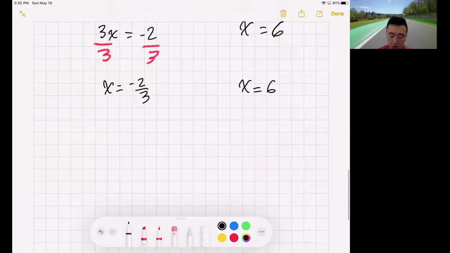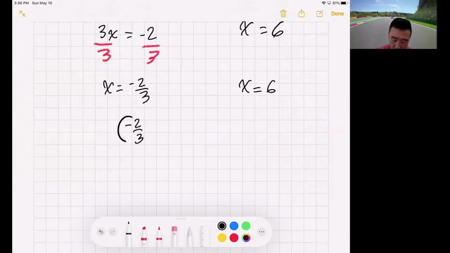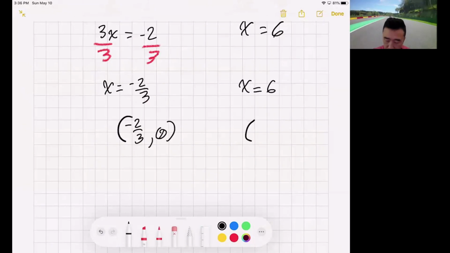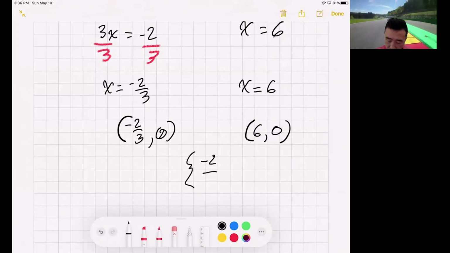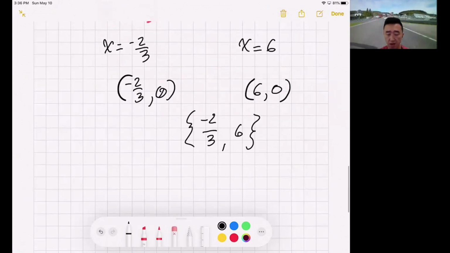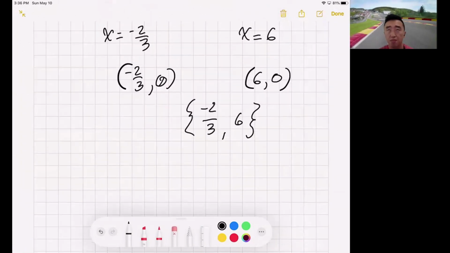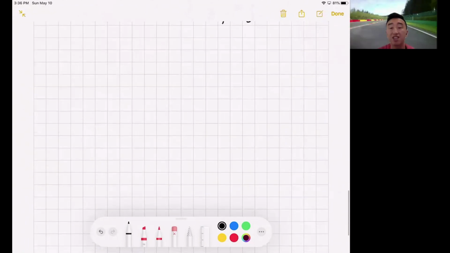And sometimes you'll be asked to write that as a coordinate, or sometimes you'll be asked to write it as just solutions or 0s. 6. And there you have it. Okay. Now, this is not the only method, but it's the easiest method. Unfortunately, it doesn't work all the time, at least not easily.